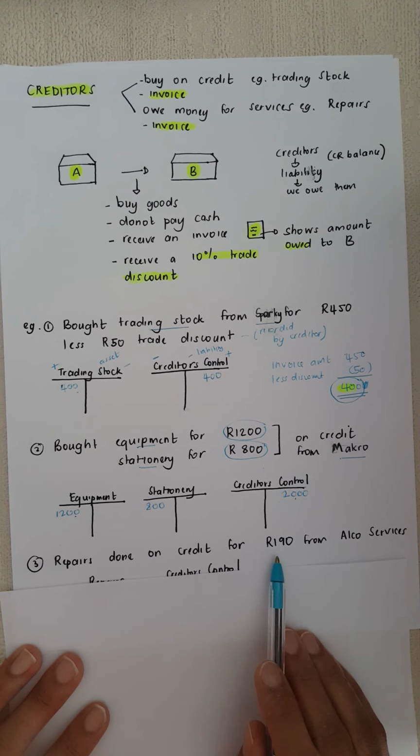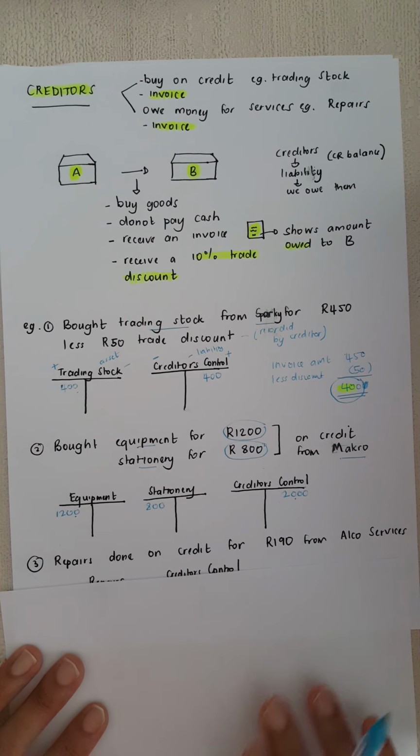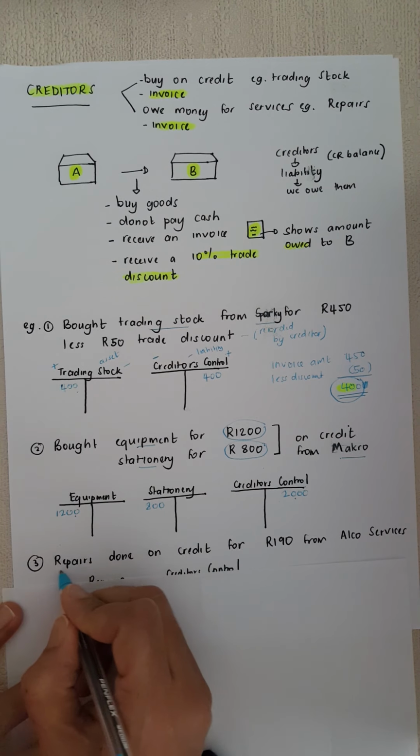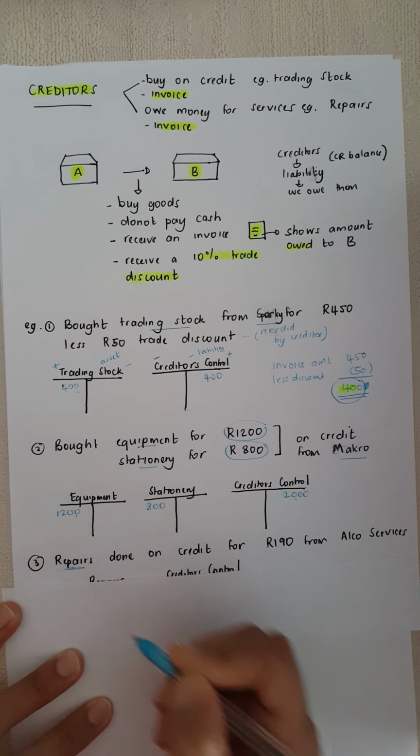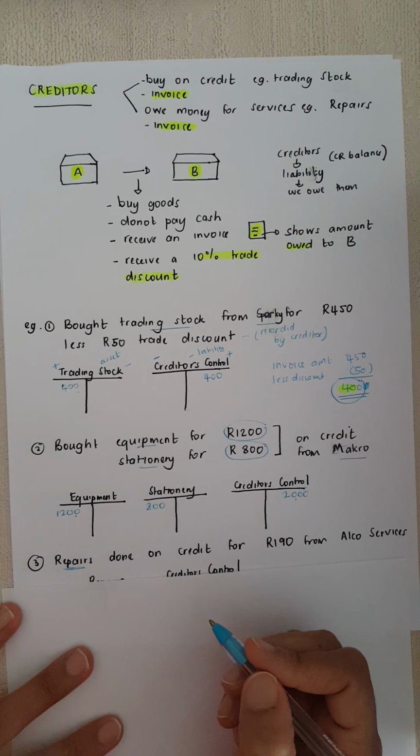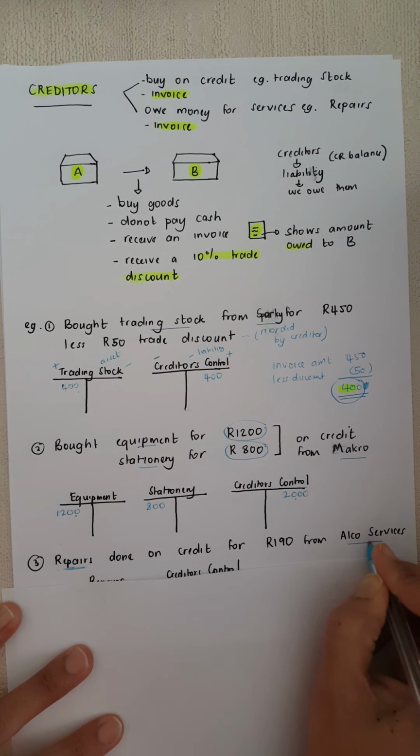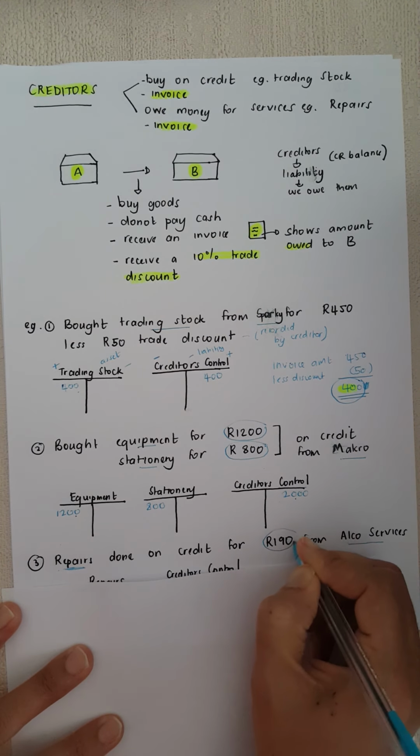Repairs done on credit for 190 Rand from Alco Services. So what do we have? We have got repairs. That's the first part. We're looking for two things. We've got a creditor, and then we have our amount.